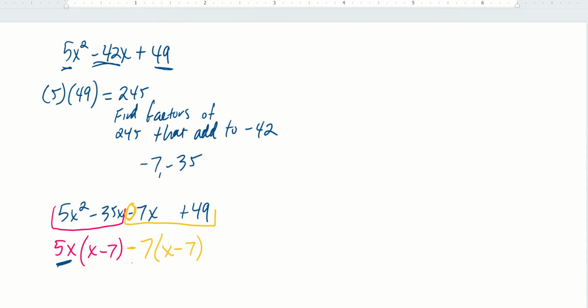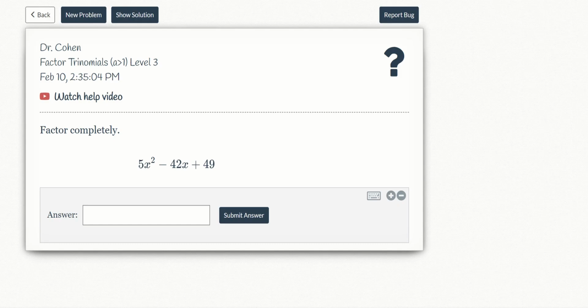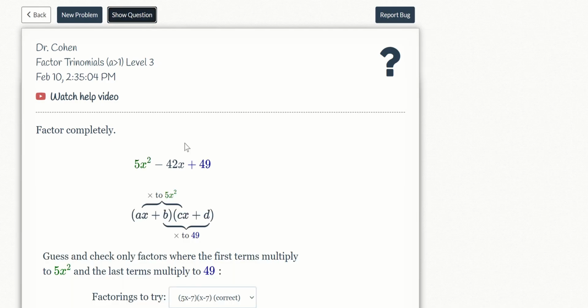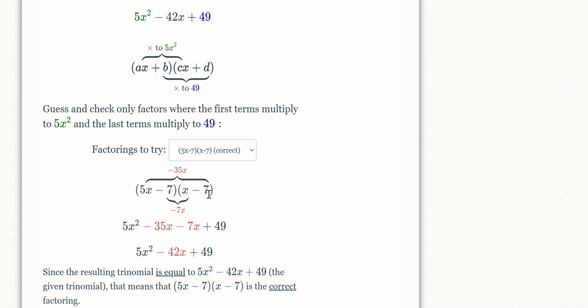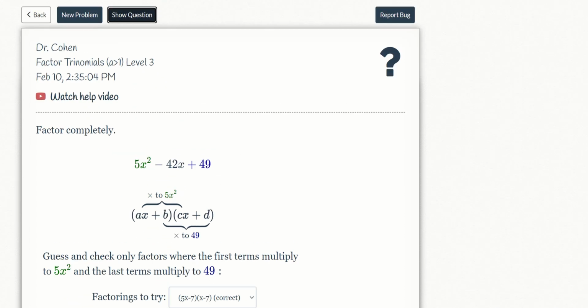I'm going to take the terms outside the parentheses, put them together, and then multiply by the terms inside the parentheses. We can come and look at the solution. 5x minus 7 times x minus 7. I think that's a good number of examples for what we're calling the A times C method or the AC method. And it gave you some calculator tricks as well.